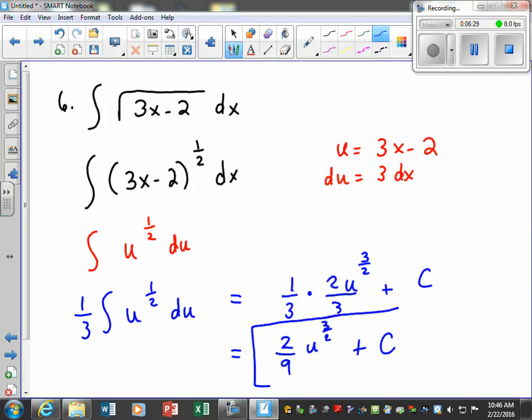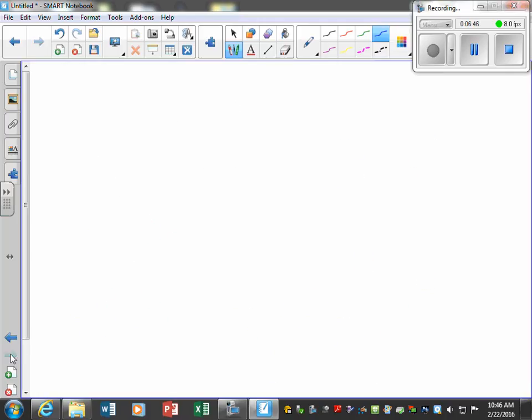Okay. Now, remember when we have u substitution, we can also take one more step and plug u back in. So it would be 2/9 parenthesis 3x minus 2 raised to the 3/2 power plus a constant. And we did that a lot in the lesson. All right, let's look at the next one.